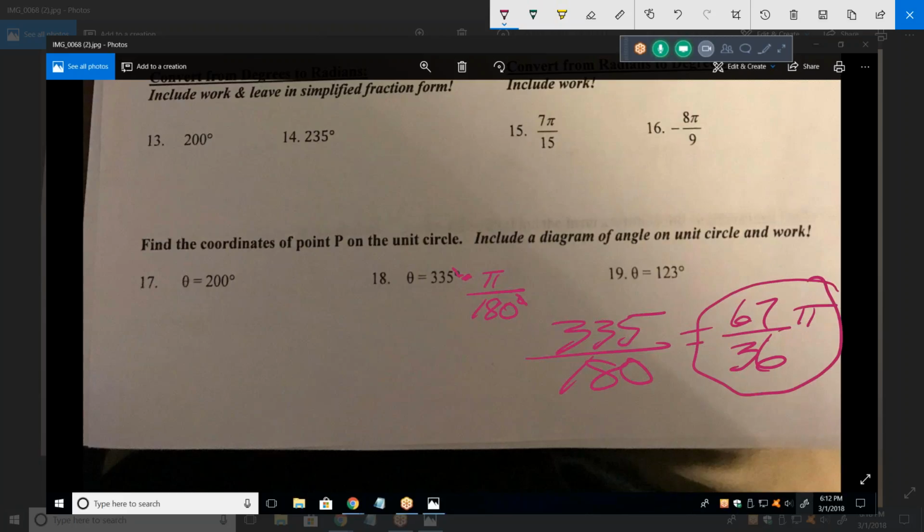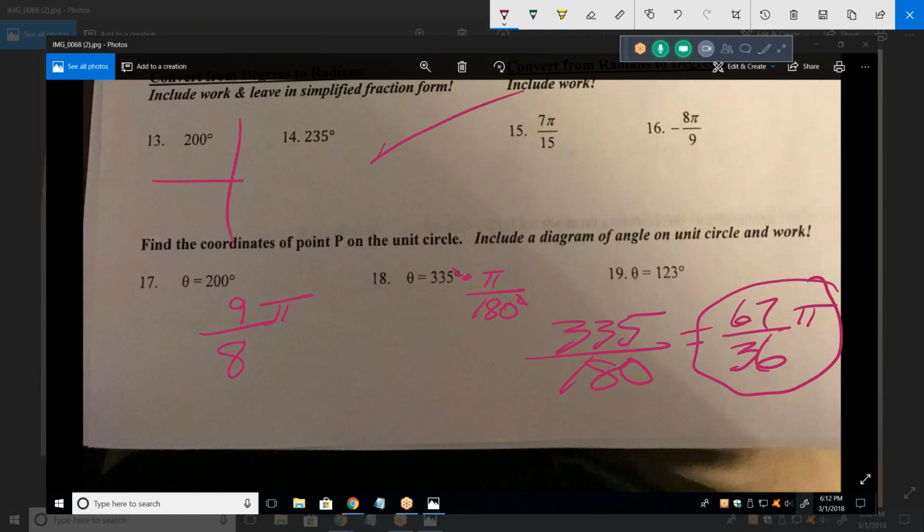But it says find the points. Ah, you're right. Sorry, I was still doing this, which was convert. Yeah, okay. This is a little different, isn't it? My apologies. So this one ended up being 9/8 pi, right? Yeah. Okay. Find the coordinates of point P on the unit circle.